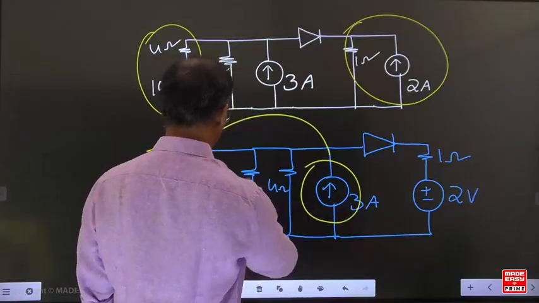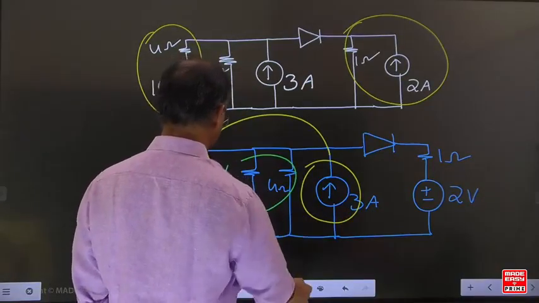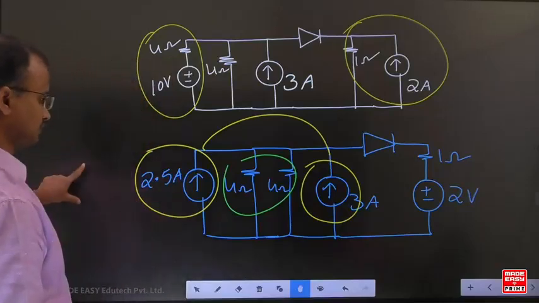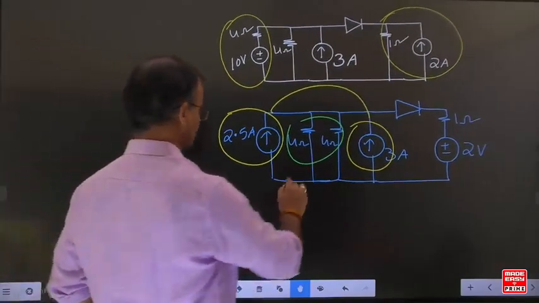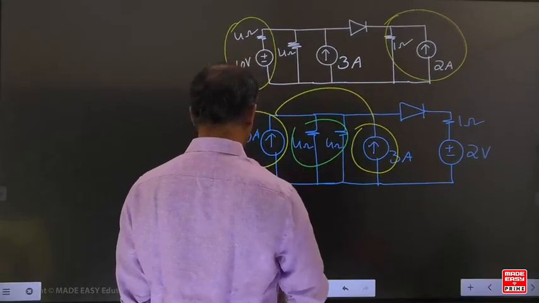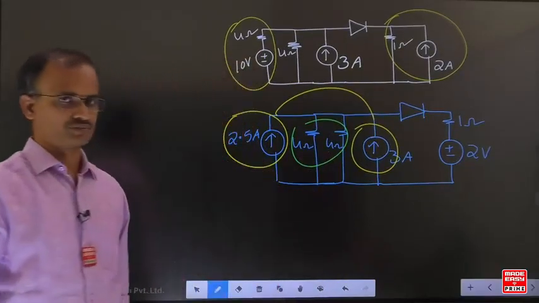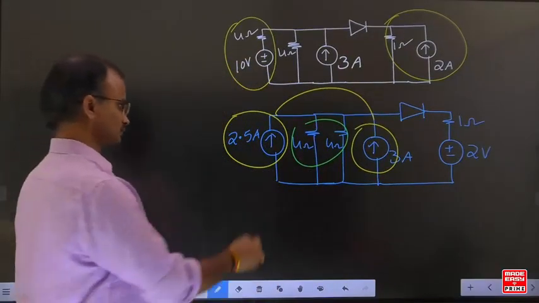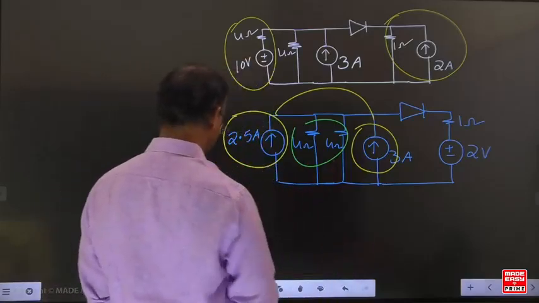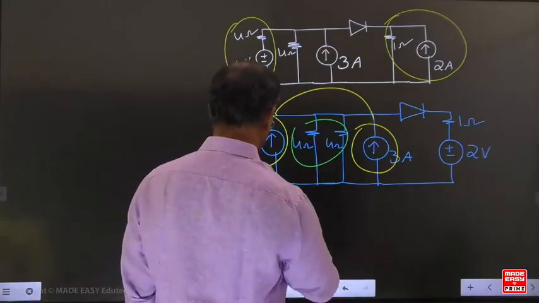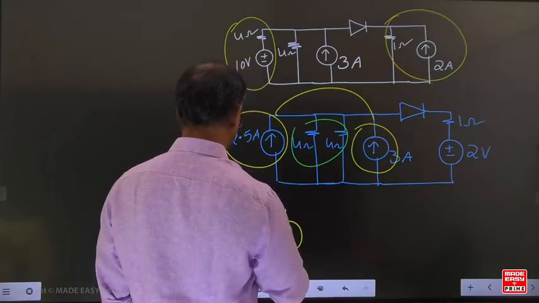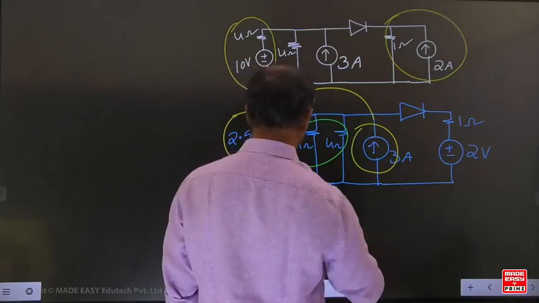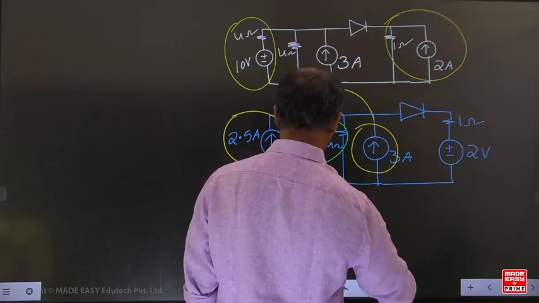What about this one? The 4 ohms and 4 ohms are both connected in parallel. What is the equivalent? 2 ohms. Shall I indicate this here? Current source 5.5, and 4 and 4 are both in parallel. What is the equivalent resistance? 2.